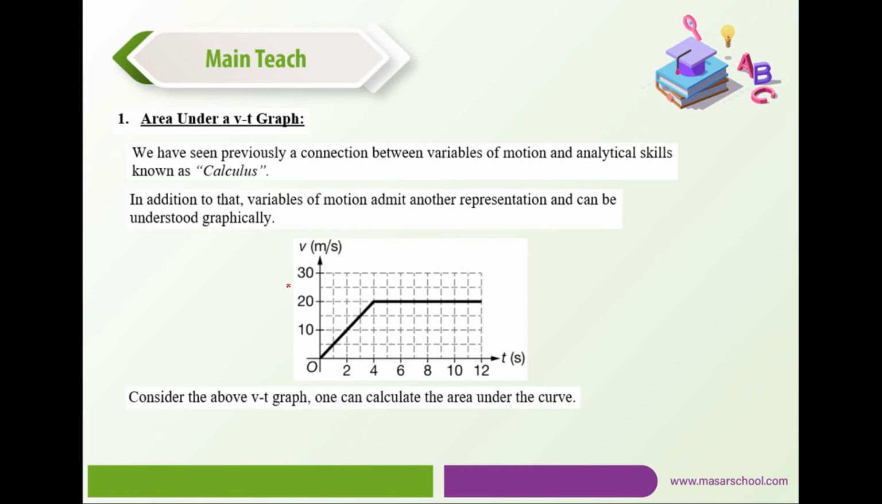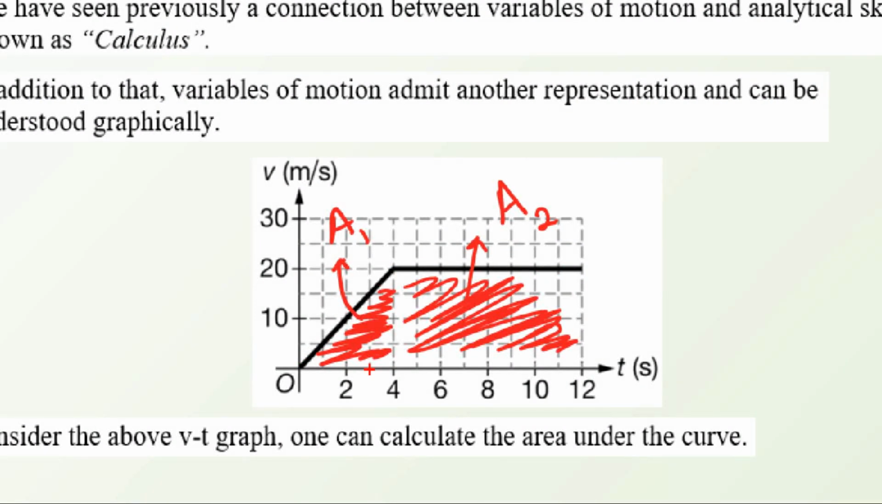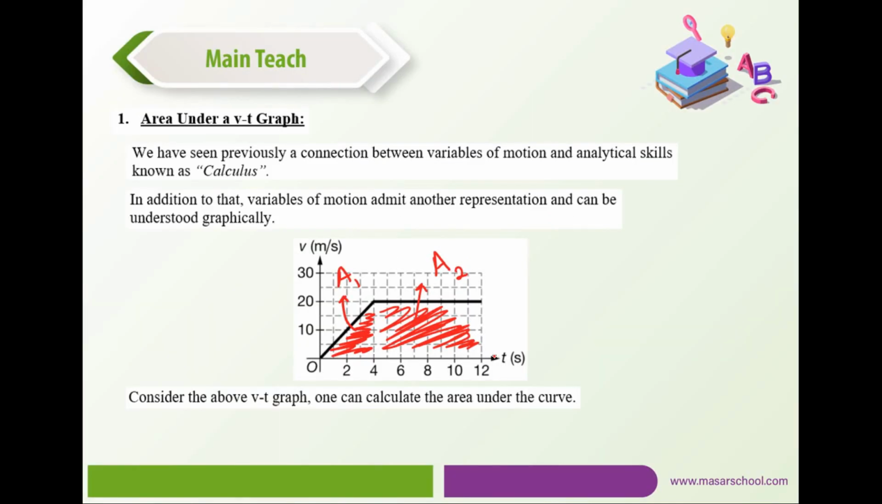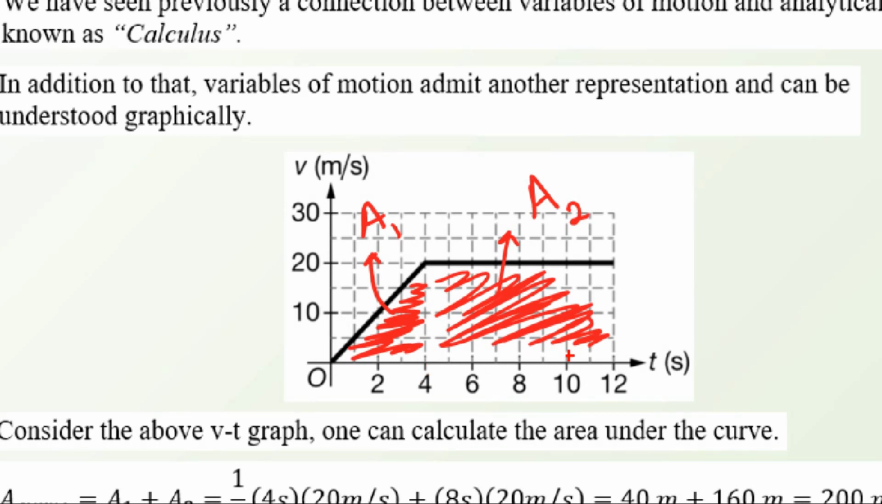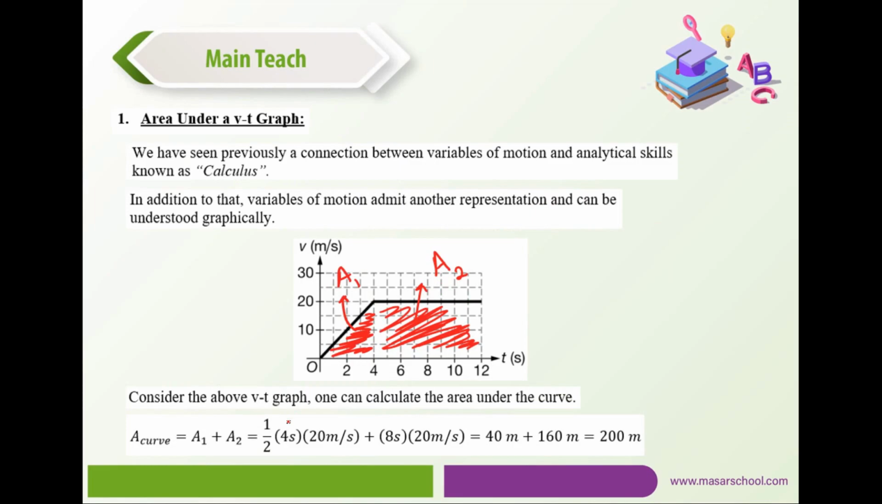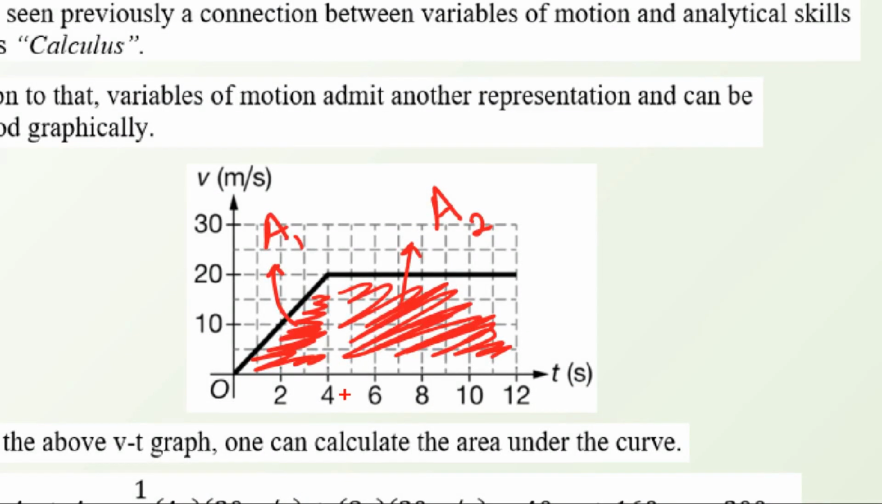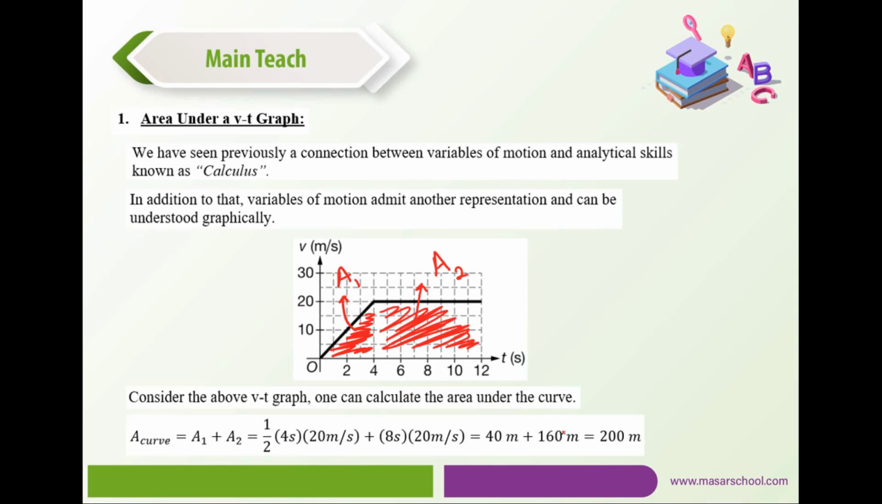So here, we can talk about these areas bounded by this curve and the horizontal t-axis. The area of the curve would be the area A1 plus the area A2. The area A1 is a triangle of base 4 seconds and a height of 20 meters per second. Then the area of this triangle is half base times height. And area A2 is a rectangle of base 12 minus 4, 8 seconds, and a height of 20 meters per second. So we can add them up.